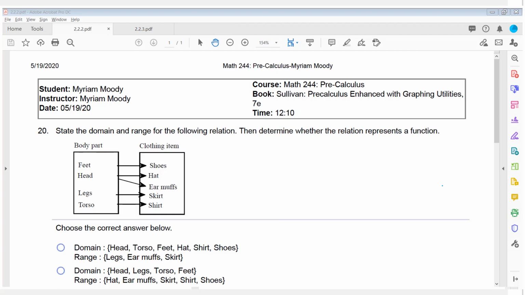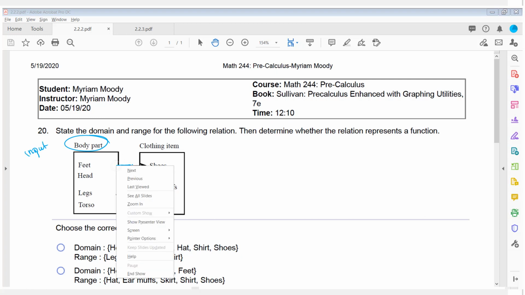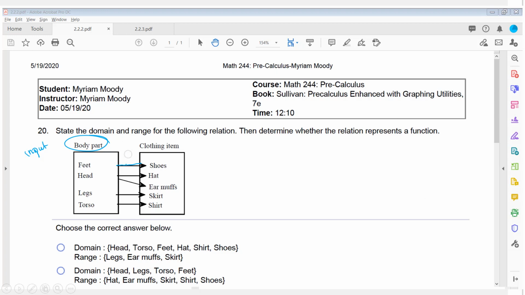They give us another mapping, and the question is the same. They would like to know if this represents a function. And yes, they want the domain and range also. But let's determine if it's a function or not first, because that seems to be the easiest thing to do. So remember, every input goes to one output. So the input is being referred to as, good, the body parts are the input. Why? Because my arrow starts here and goes to the right.